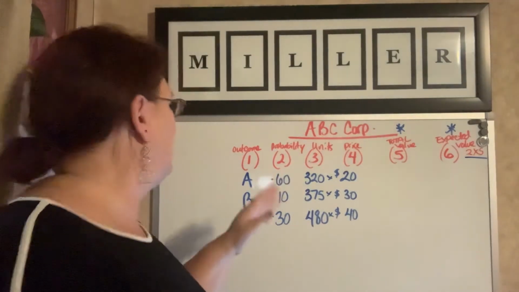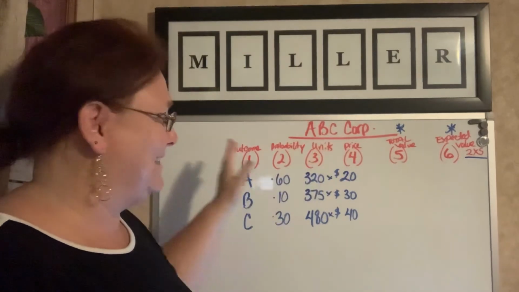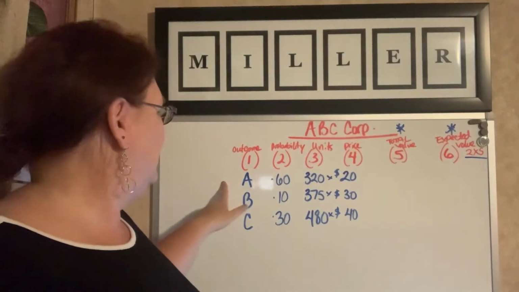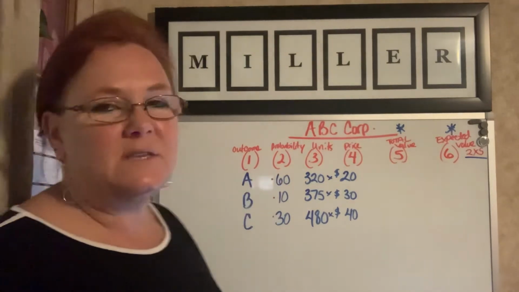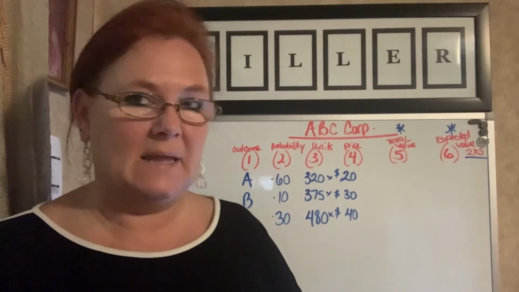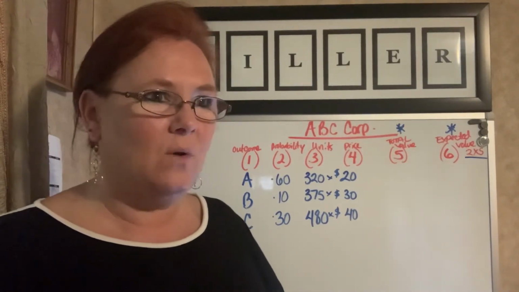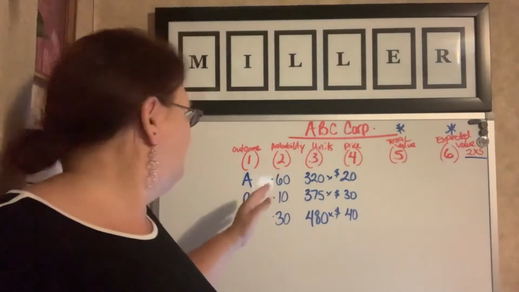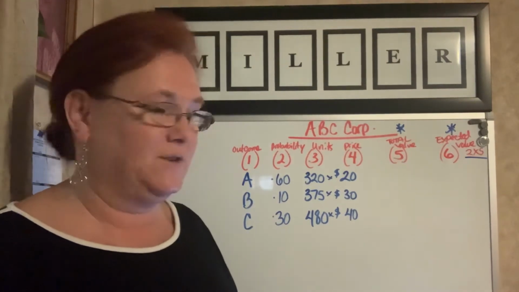So this is ABC Corps. The ABC is not part of the name. That's just 3 different scenarios here. The second column here is probability. This is basically saying out of 100% likelihood, how clear are we? How much belief do we have that this is the way that the sales are going to go?